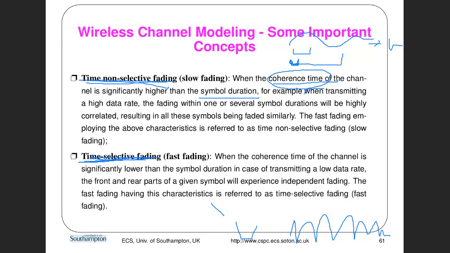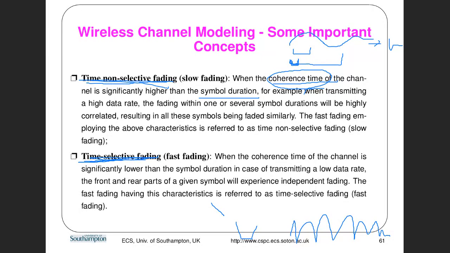Especially before the era of 3G, different groups of scientists called things differently for the same phenomenon. It's very important that you stick to the slides. So for this definition, you should call them time non-selective fading, but you should understand that some people also call it slow fading.